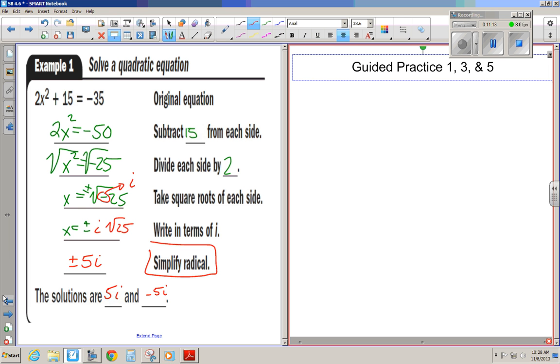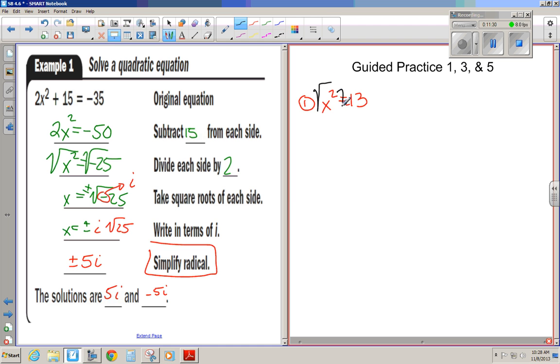Let's take a look at guided practices for 1, 3, and 5. Number 1, x squared equals negative 13. So when you square root both sides, you end up with x equals plus or minus square root negative 13. Well, there's that negative again inside. So you bring the negative out, and you get plus or minus i square root positive 13. This is the standard form for your solution.